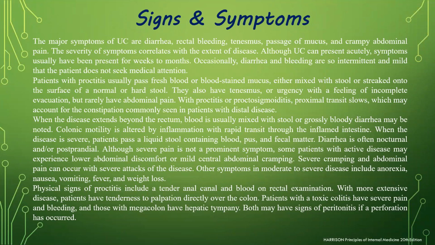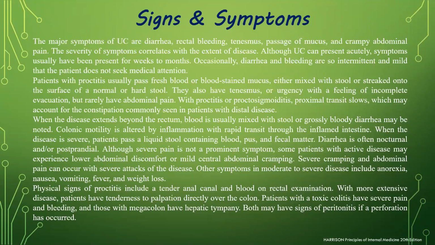The major symptoms of ulcerative colitis are diarrhea, rectal bleeding, tenesmus, passage of mucus, and crampy abdominal pain. The severity of symptoms correlates with the extent of disease. Although ulcerative colitis can present acutely, symptoms usually have been present for weeks to months. Occasionally, diarrhea and bleeding are intermittent and mild, and the patient does not seek medical attention.